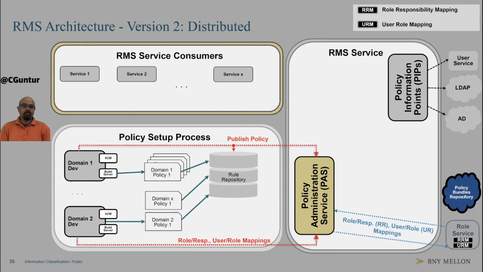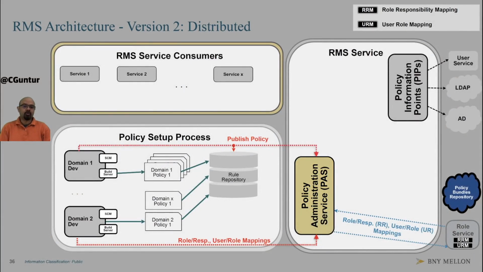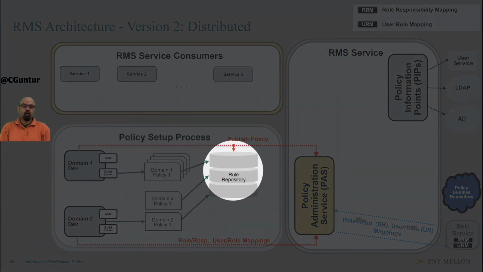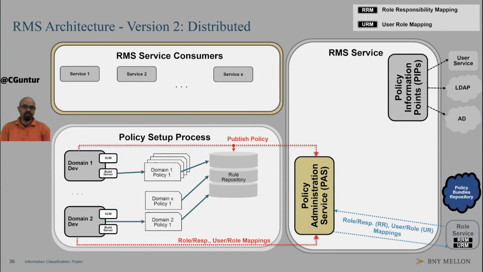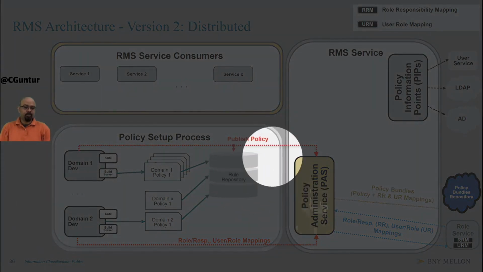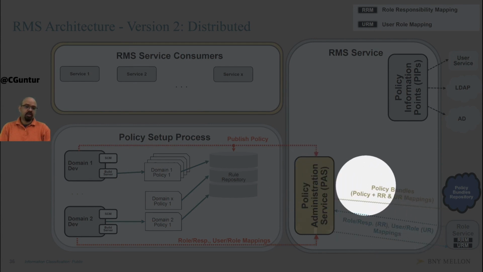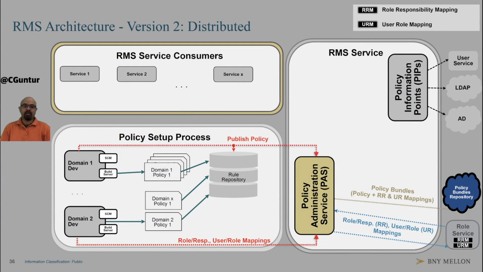Instead of there being a release train process where we were periodically picking up rules from a rule repository, now the domain has the ability to publish its policies. So they have full control on when policies get pushed out. Each domain sends out a request, and this request includes the coordinates for the rule in the rule repository, and those get picked up and sent to the policy administration service. The policy administration service takes the policies, takes the appropriate roles and user role mappings for the time when the policy was published, packages it into a bundle, and pushes it into a policy bundles repository. The policy bundle comprises your role responsibilities, user roles, and policy information that was authored by the domain developers.